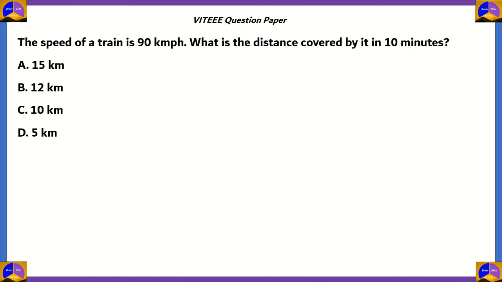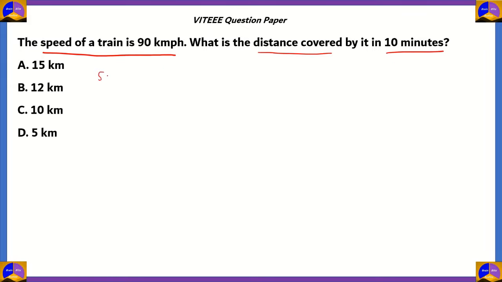Now, let's look at another type of question. This has to do with speed, distance, and time. Now, so far we've been looking at speed, but then remember that this is based on mathematics, so the mathematical calculations are much important here. So the speed of a train is 90 kilometers per hour. You need to find out the distance covered by it in 10 minutes.